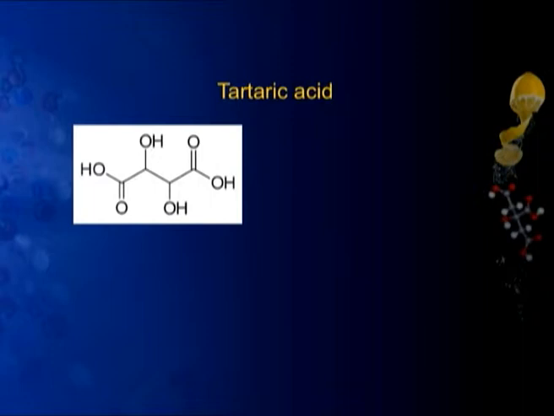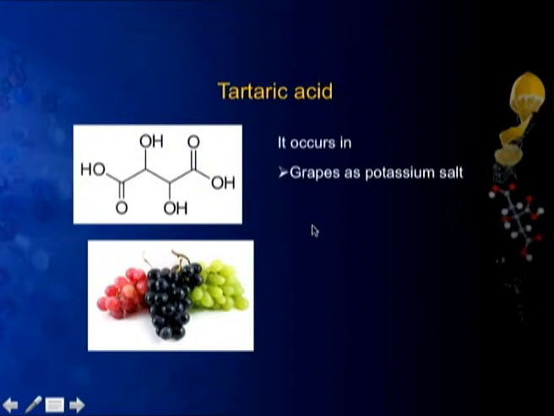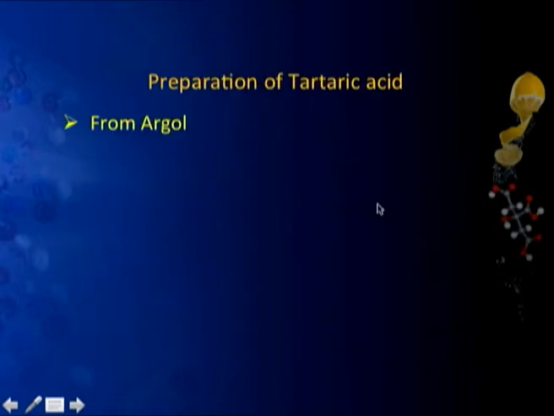Next acid we take up is tartaric acid. This is the structure for tartaric acid, where 2 carboxyl groups and 2 hydroxyl groups are there. It occurs in grapes as potassium salt. The main source of tartaric acid is grapes only. Then another source is tamarind. The main source of tartaric acid, as I said, is grape juice.